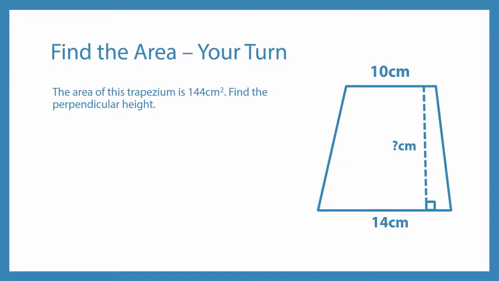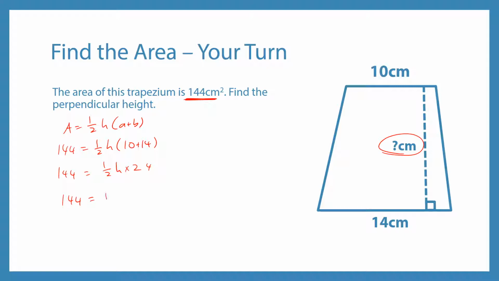Now can you find the length of the perpendicular height of this trapezium, given its area and the length of the other two sides? So, area is half height, a plus b. So 144 equals a half of h, 10 plus 14. 144 equals a half h, 24. 144 equals 12 times h, so h is going to equal 12 centimeters.